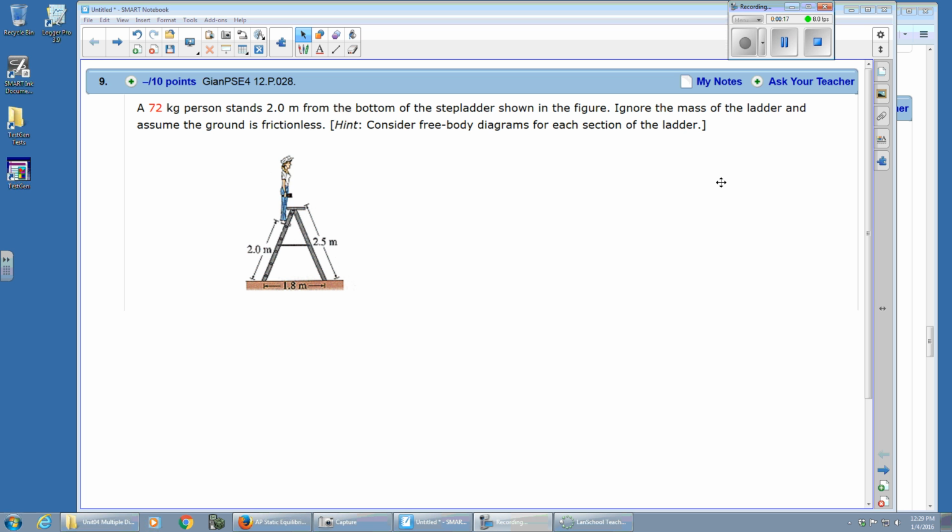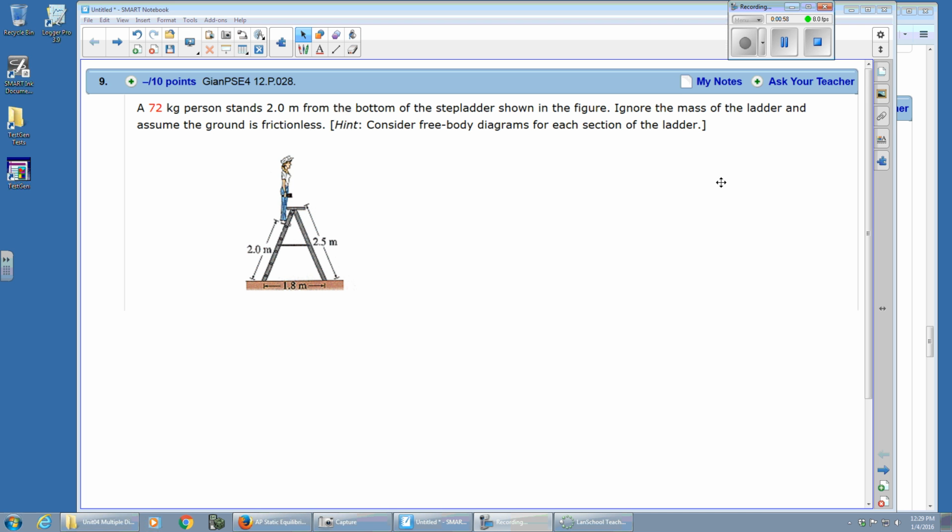So we're going to look at problem number 9 in the problem set. And in this case, as in all these cases, we can take for a fact that the object, the person, whatever we're talking about, is in static equilibrium. Remember, what that means is that the torques are balanced about any point, and the forces are balanced about any point. So we have both of those to consider, and they must be balanced.